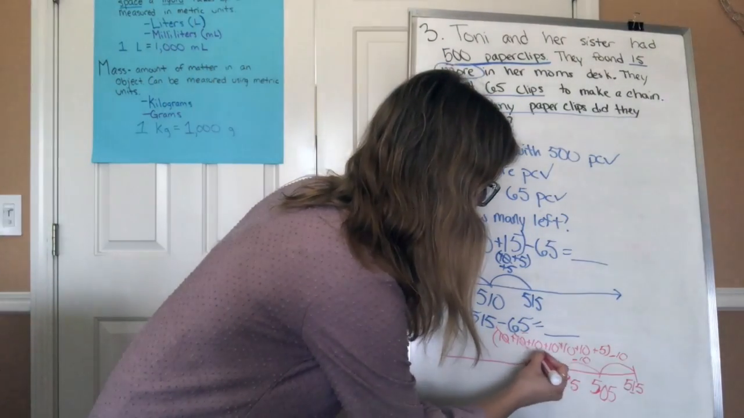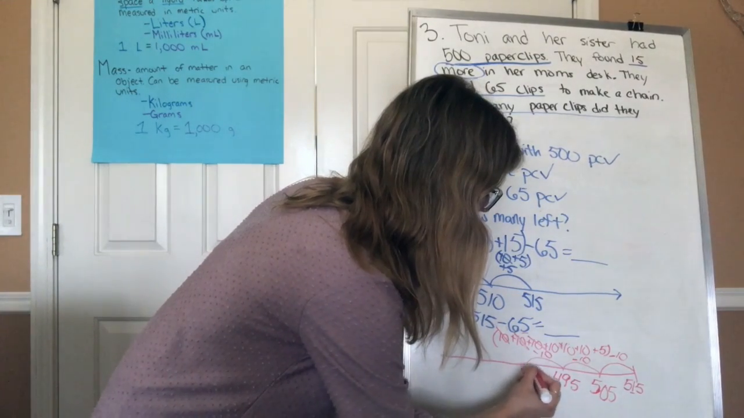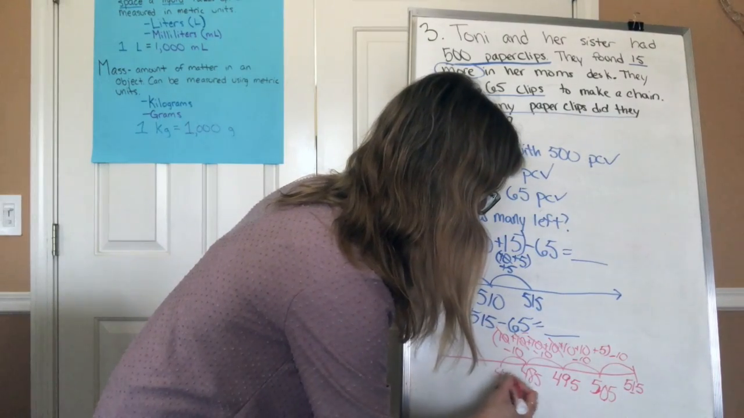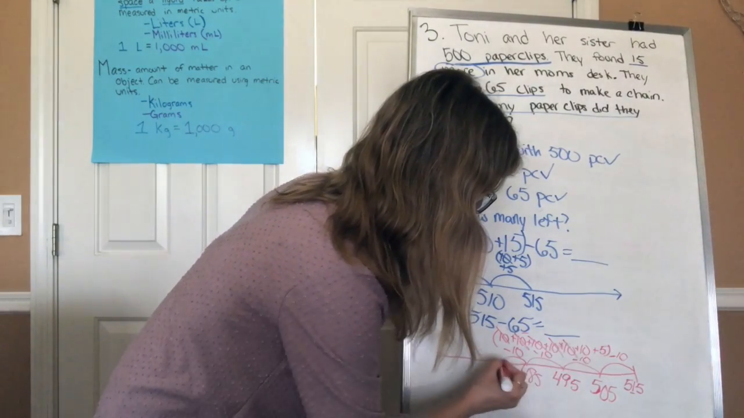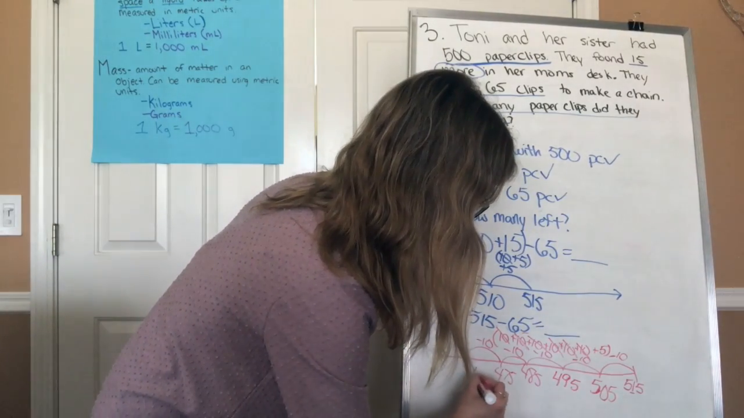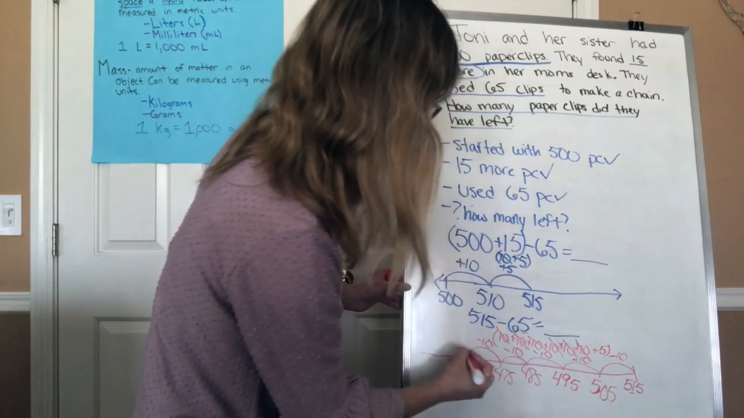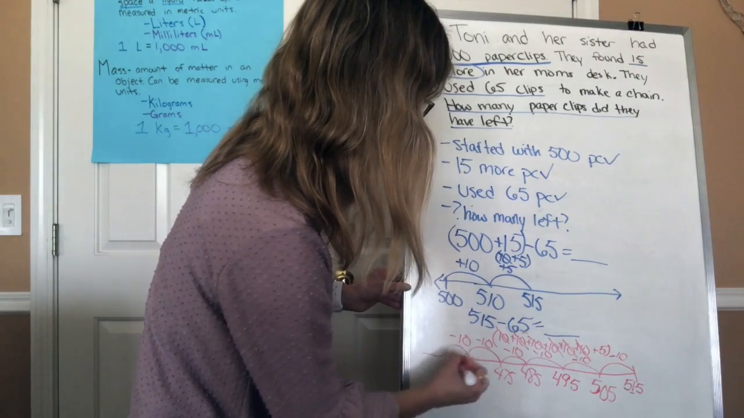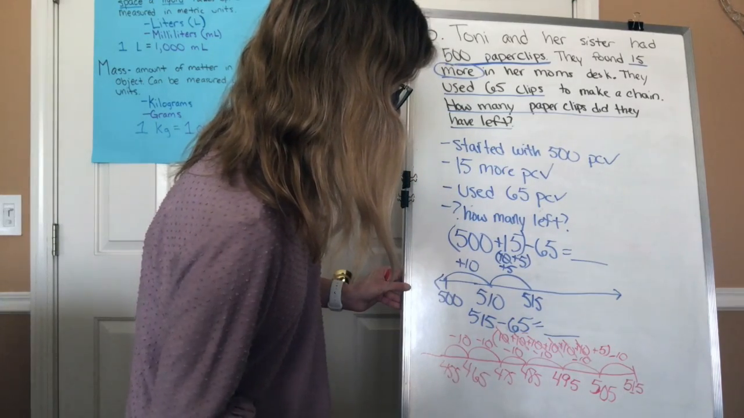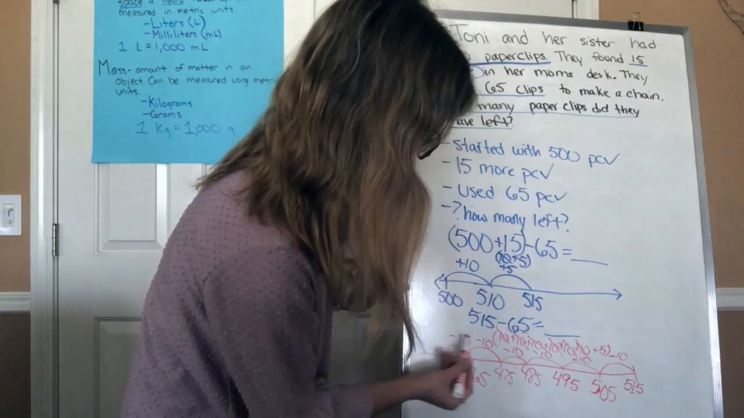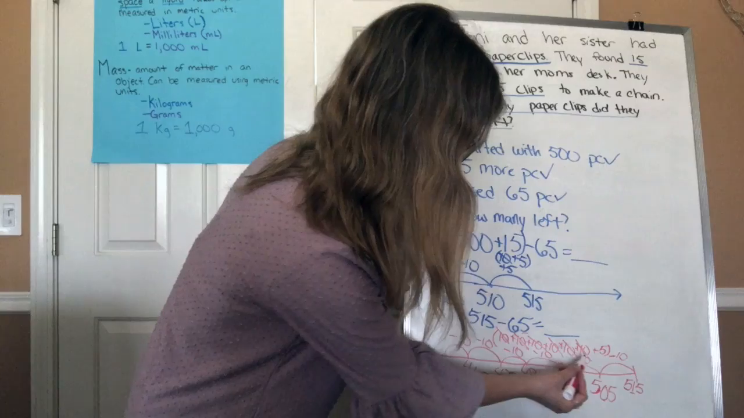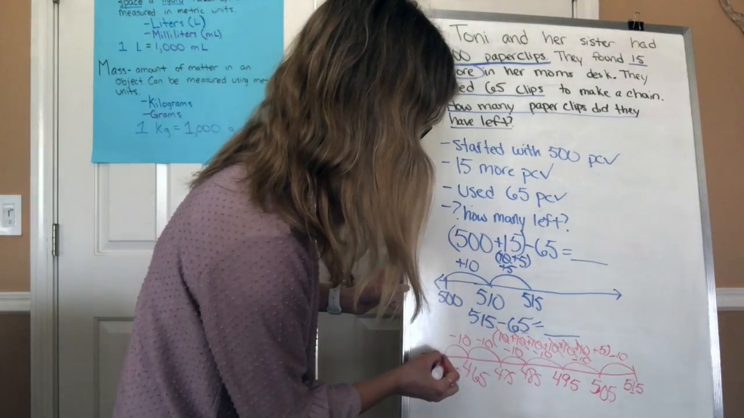I'm going to take away another 10 to become 485. Another 10 to become 475. Another 10 to become 465. And then another minus 10 to become 455. And then let's just make sure I have all my 10s to equal 60. So 10, 20, 30, 40, 50, 60.